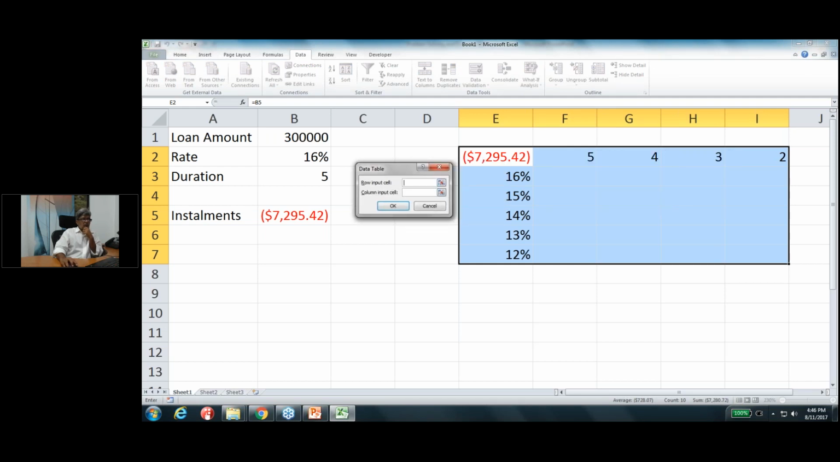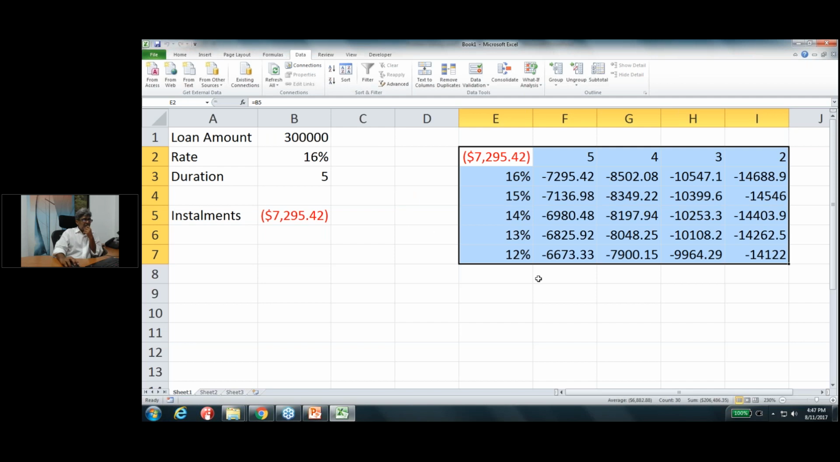Now we have 2 things to look into. This is the duration, and this is the rates. Duration is in row. So row input cell will be this one. And we have the column input cell, and that represents the different rates, and we need to click this one, rates, and then click OK. We will get the different answers of these 2 combinations.